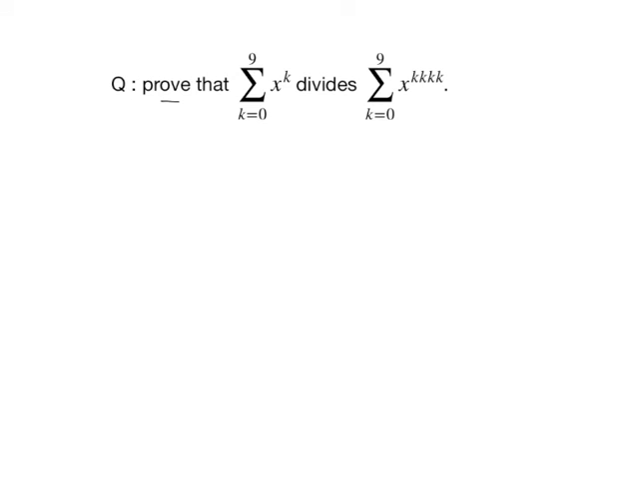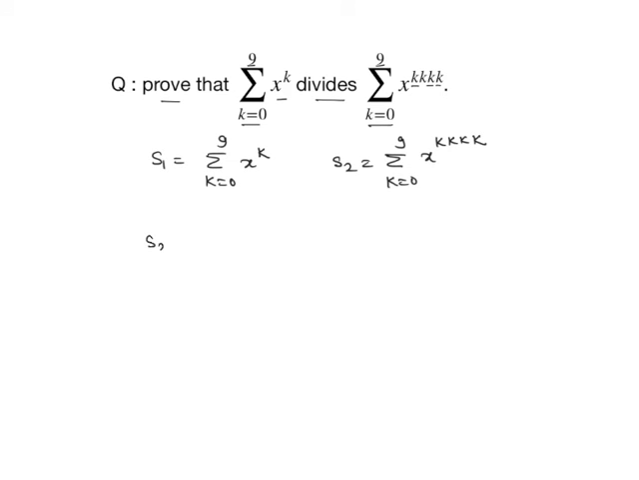Next problem is, prove that the sum over k from 0 to 9 of x^(kkkk) is divisible by the sum over k from 0 to 9 of x^k. So we'll assume S1 as the sum over k from 0 to 9 of x^k, and S2 equals the sum over k from 0 to 9 of x^(kkkk).